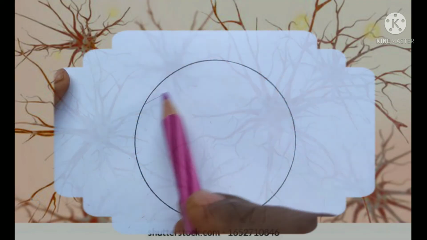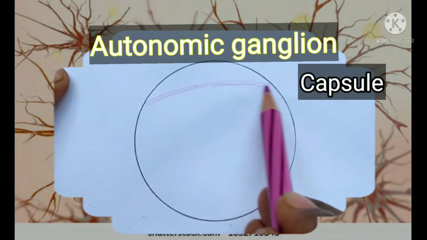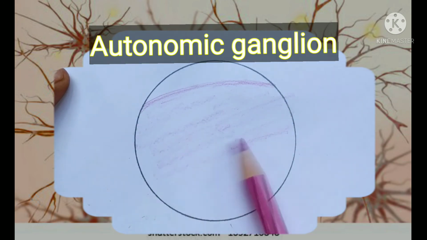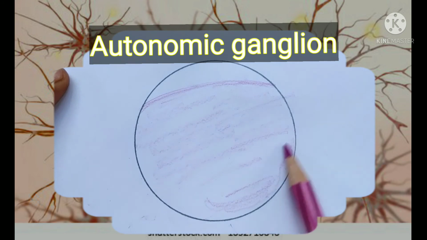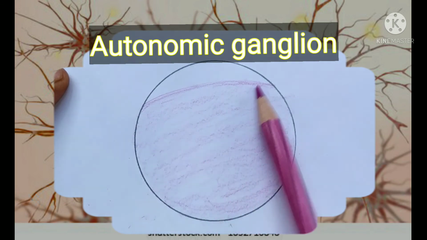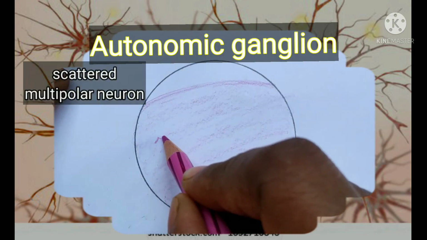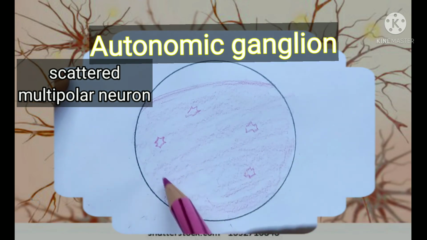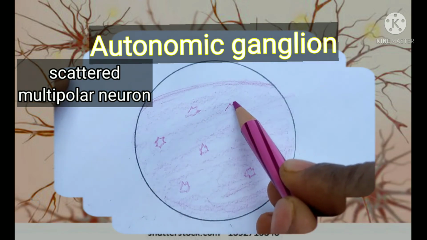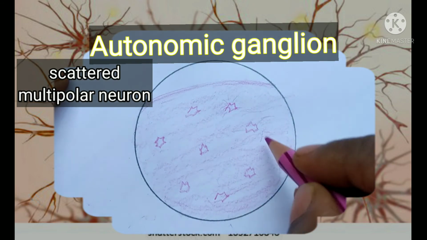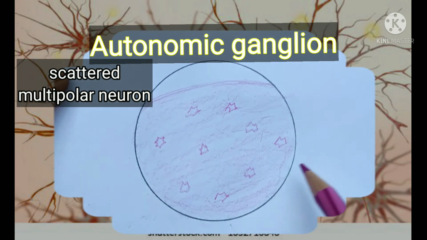Now coming to the autonomic ganglion, it can be sympathetic or parasympathetic. So sympathetic is present in the sympathetic chain and the parasympathetic are present in the parasympathetic ganglia of the cranial nerves. Okay, the otic ganglion, ciliary ganglion, submandibular ganglion and all. The capsule is not that prominent as in a sensory ganglion. Here we have multipolar neurons. These multipolar neurons are comparably smaller in size compared to the sensory one.